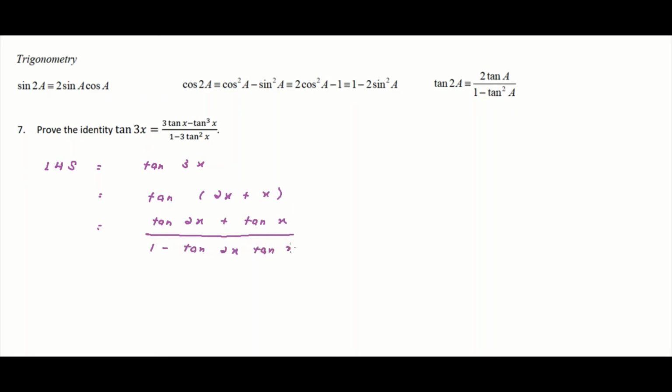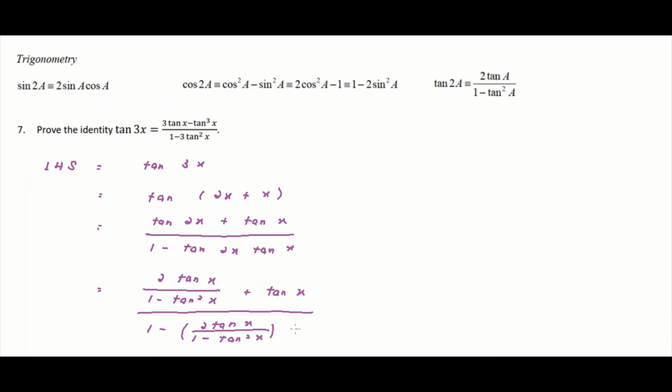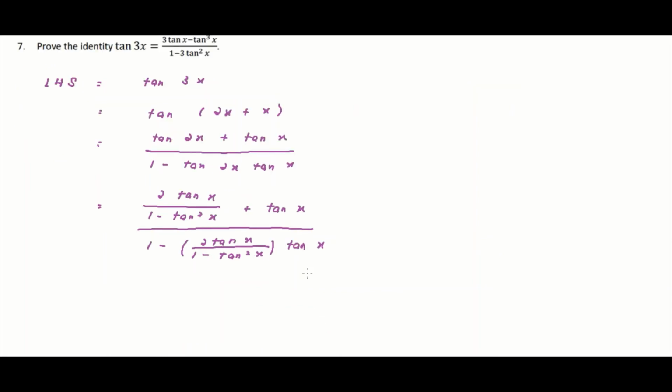And this is not the end yet, because you see you have a tangent 2x here. So what you need to do is use the double angle. So 2 tangent x divided by 1 minus tangent square x, plus tangent x. Same thing, over 1 minus, change it also for tangent 2x, tangent x. So now let's try to simplify and expand it.